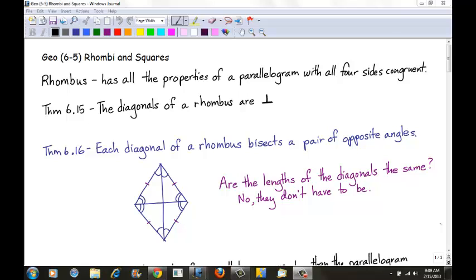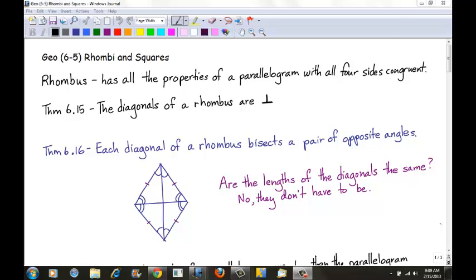Okay, so this is on rhombi, and if it's one, it's rhombus. If it's plural, it's rhombi. Rhombi, and this section's on rhombi and squares, both.